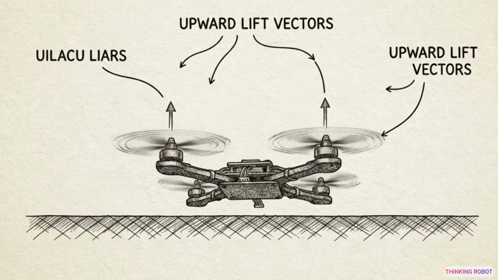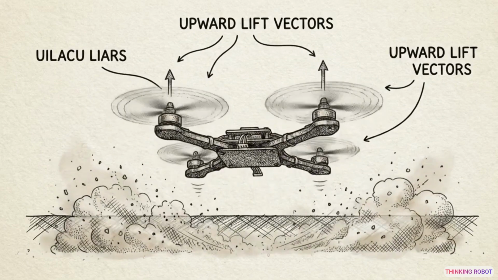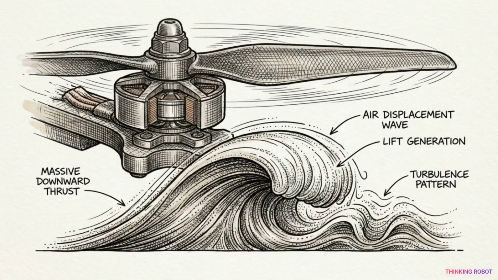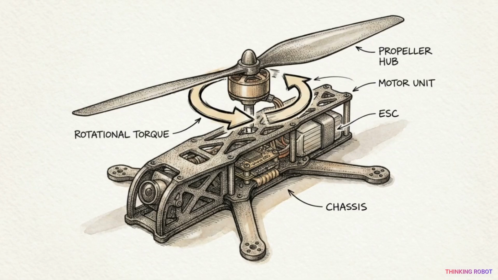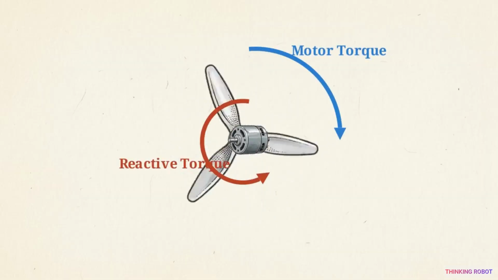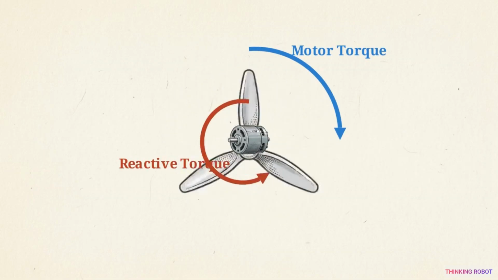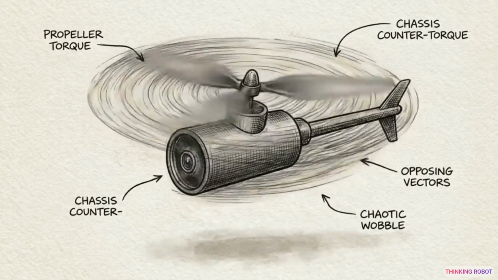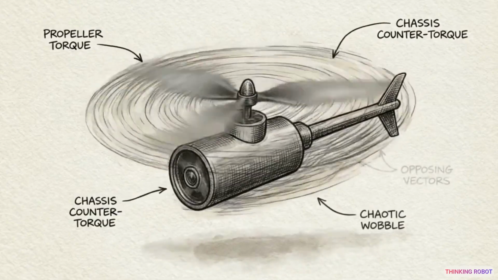To hover a drone, you have to satisfy a basic aerodynamic requirement. You must generate enough upward lift by displacing air downwards to perfectly balance the physical weight of the machine. But the moment you spin a propeller to create that lift, you run into Newton's third law. Every action has an equal and opposite reaction. As the motor applies torque to spin the blade, it pushes back with an equal amount of force. If you only had one propeller, this opposing force would spin the entire body of the drone out of control.